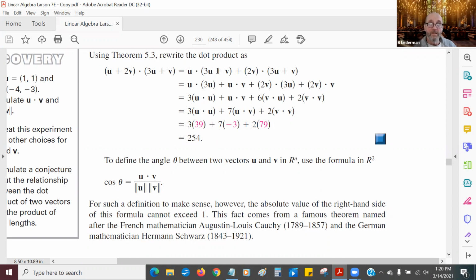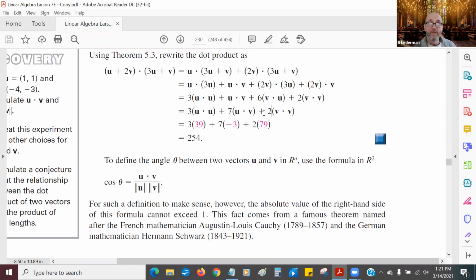Now I can distribute again. This is u dot 3u plus u dot v. And this guy distributes into 2v dot 3u plus 2v dot v. And factoring out all the constants, we get 3u dot u plus u dot v plus 6v dot u plus 2v dot v, but v dot u is the same thing as u dot v. So I add the 6 and the 1, it becomes 7. And now I have 3u dot u plus 7 u dot v plus 2 v dot v.